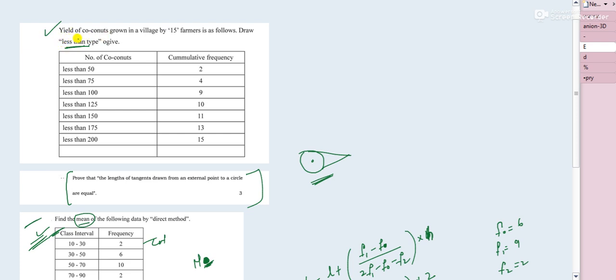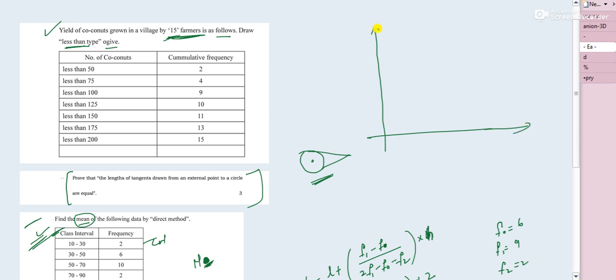See here what they have given. Yield of coconuts grown in 15 villages, in a village by 15 farmers, is as follows. Draw less than type ogive. Okay, so always this you have to draw in graph sheet.